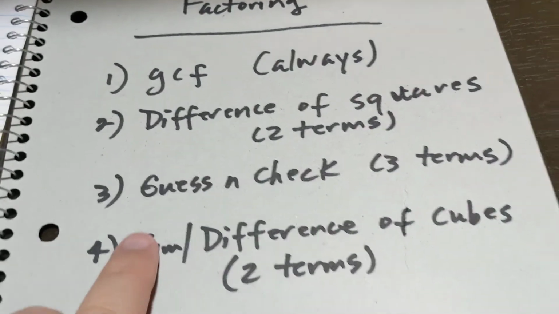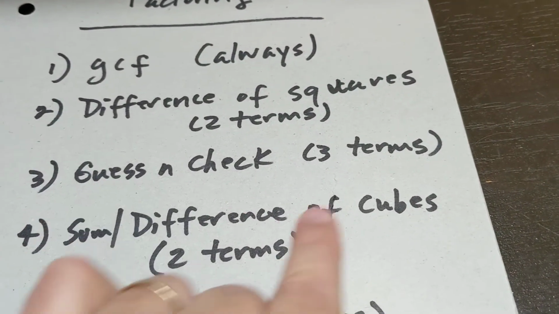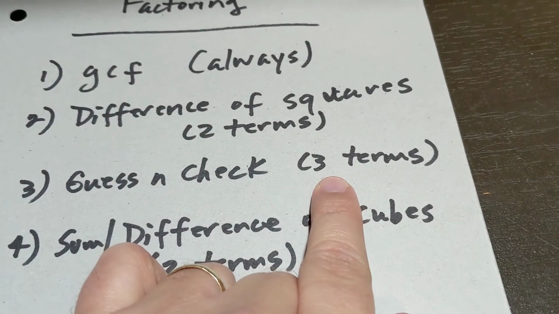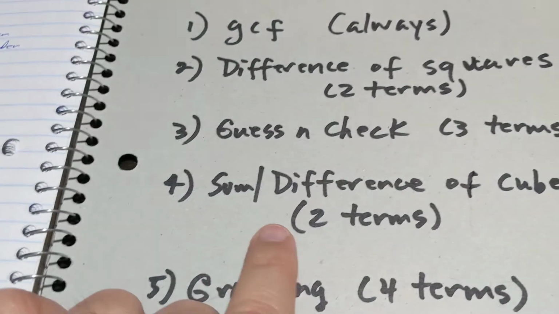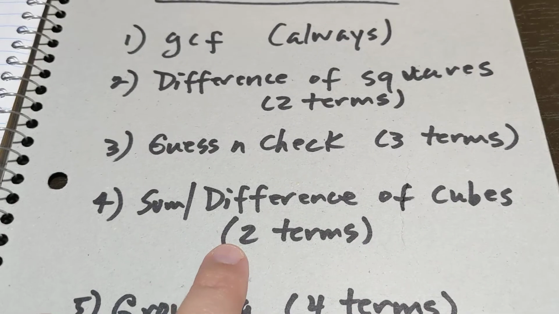So after you've tried that, the next thing is the guess and check method. You're going to try the guess and check method when you have three terms in the problem and it's a quadratic. Number 4, sum or difference of cubes.